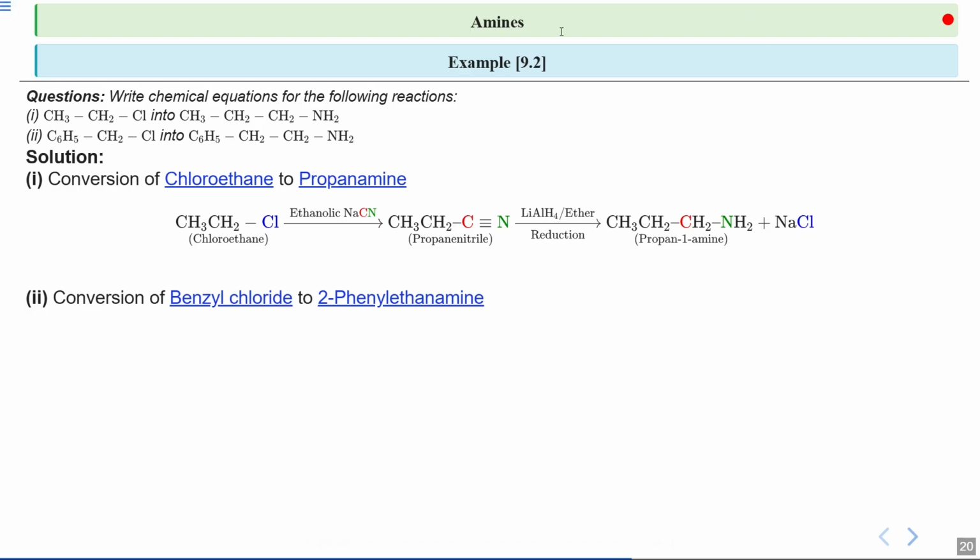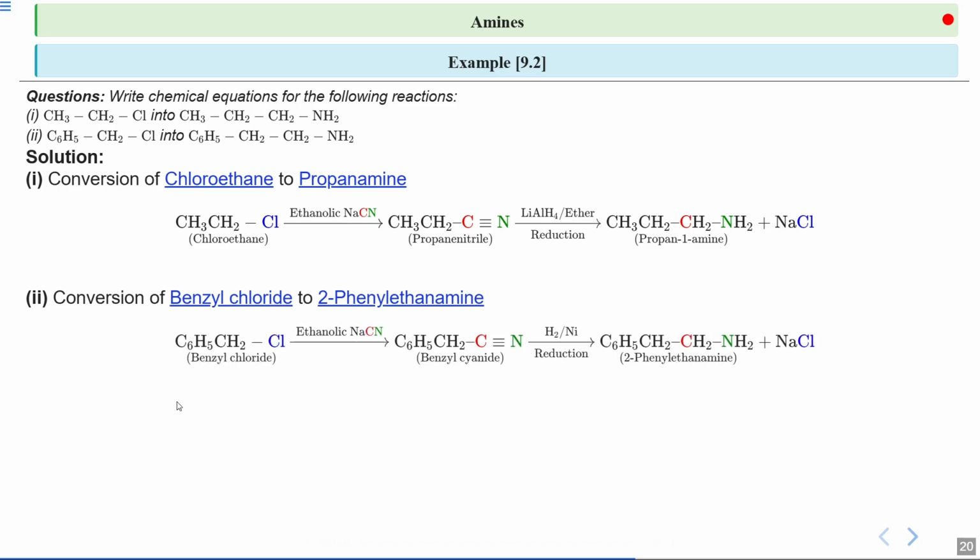In the second step, what is happening? In the second one, there is conversion of benzyl chloride to 2-phenylethylamine. Here, benzyl chloride is a benzene ring attached to a CH2 group, which is attached to a chlorine atom. Our target is to get 2-phenylethylamine, which also has an extra CH2 group and an NH2 group at the end. That means again we need to add a carbon atom.